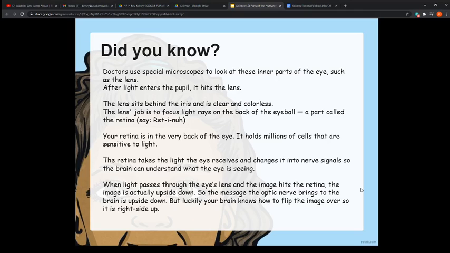Doctors use special microscopes to look at these inner parts of the eye, such as the lens. Light enters the pupil and hits the lens. And then right behind that is the retina in the back of the eye that holds the cells we just talked about. The retina receives these images and turns them into nerve signals so the brain can understand what the eye is seeing.